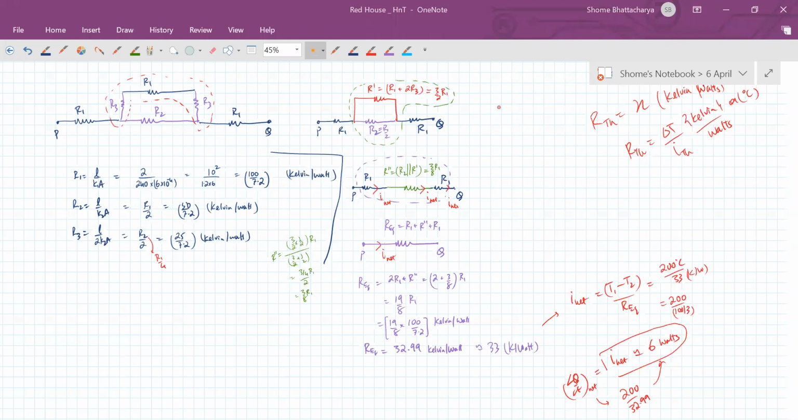So either I have to convert both T1 and T2 into Kelvin and then subtract, or I let them be in degrees C. But this is the delta T, which is in Kelvin or degrees. It's one and the same thing. Because it's a delta T, not an absolute temperature, it's a change in temperature.